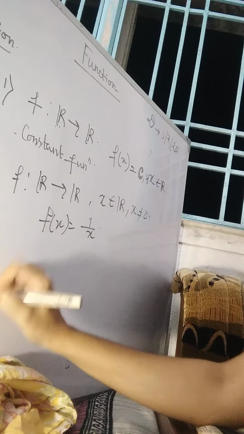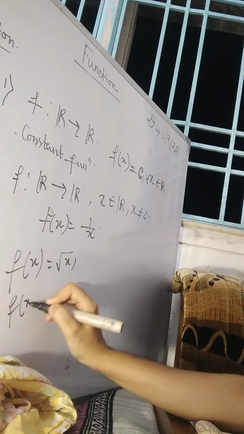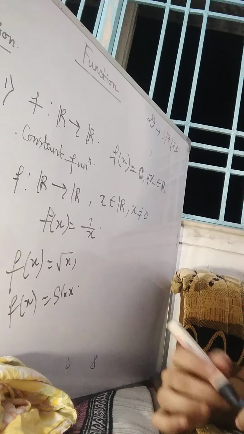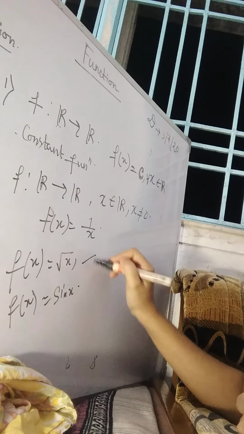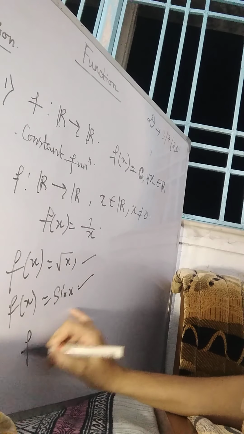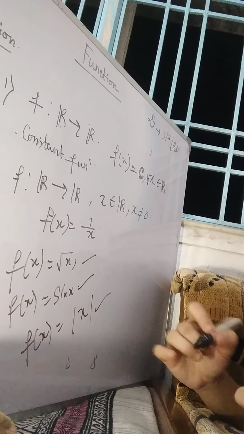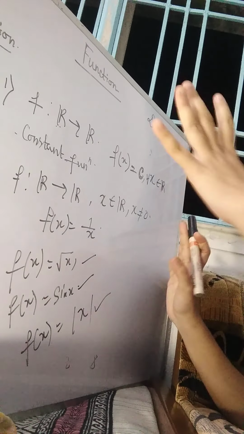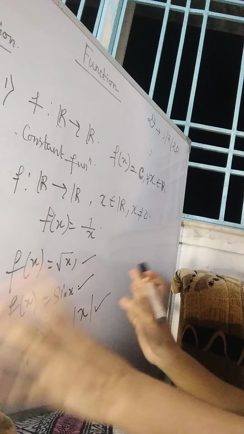Such examples we already know: f of x equals root x, f of x equals sin x. These are examples of functions. Okay, clear? This is a square root function. This is a trigonometric function. And if we take another function, f of x equals mod x or absolute value of x, this is an absolute function. We already described here the definition of the function as well as examples.